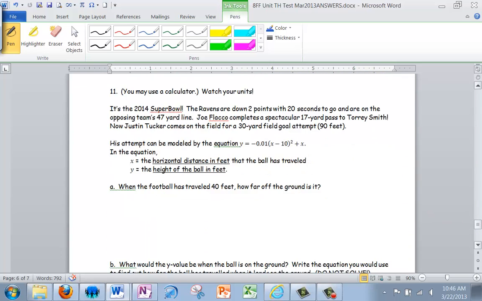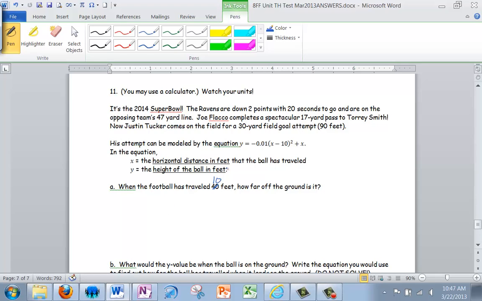Okay, it's the Super Bowl. Careful with the units here. Actually, this one went really well. Lots of you had a really good idea what was going on. If the football traveled 40 feet, that is the horizontal distance, so that goes in for x. And when you put that in for x, and I will change that because, oh, I changed it. I'm sorry. Your problem, I changed it for next year.